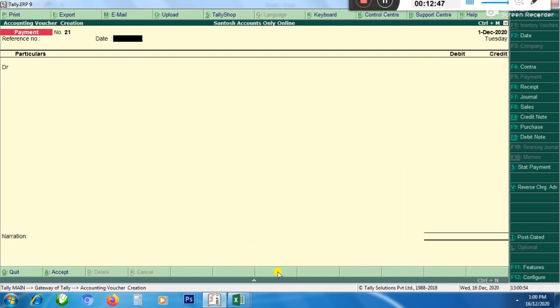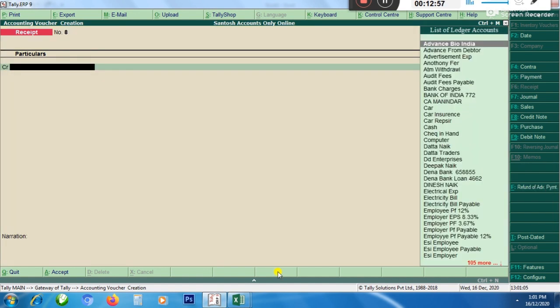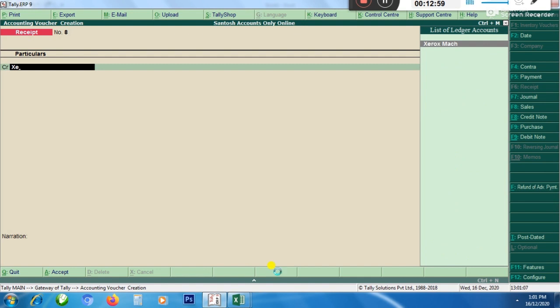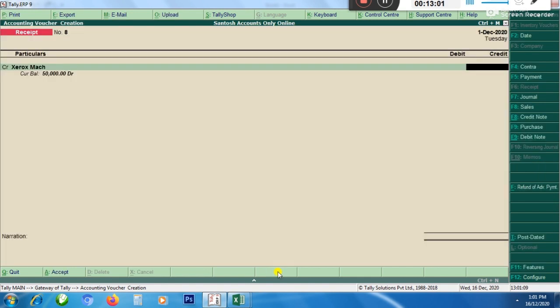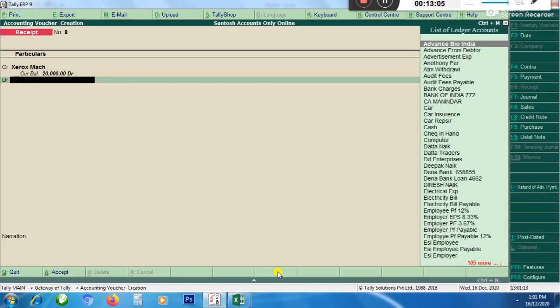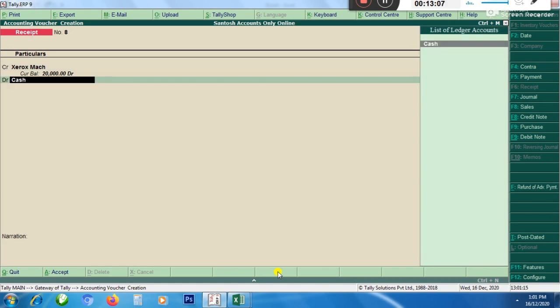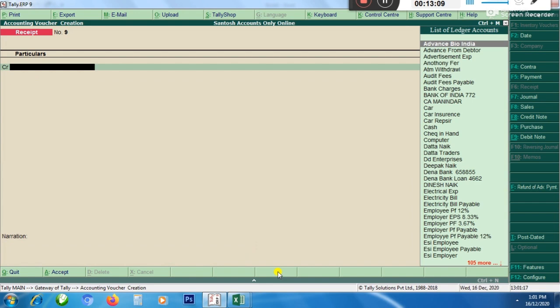And during the year, say that Xerox machine is sold. It becomes old and we sold it and received money. So I'll pass a receipt for that. Say Xerox machine is sold for 30,000, and we have received the cash.